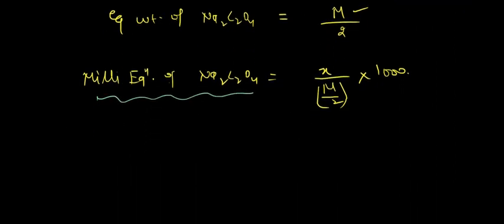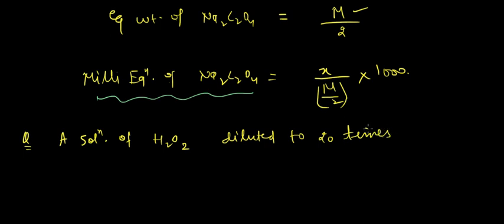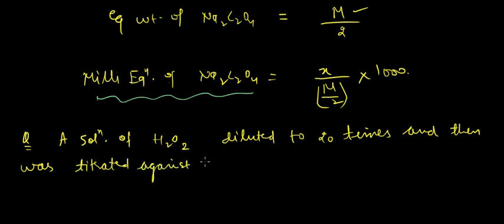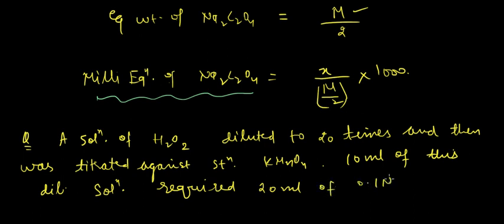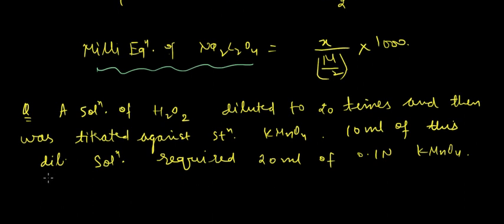Okay, let's move on to next question, where we have a solution of H2O2 diluted to 20 times and then was titrated against standard solution of KMnO4, and 10 ml of this dilute solution required 20 ml of 0.1 N KMnO4. So you have to calculate the volume strength of H2O2.